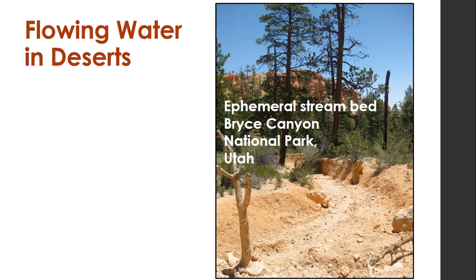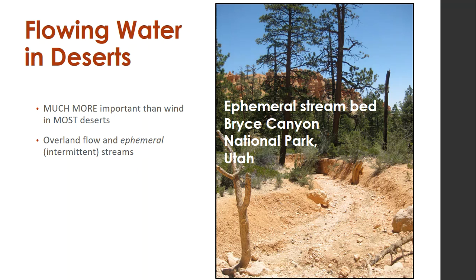We're going to talk a little bit about flowing water in the deserts. A lot of the water that flows in the deserts can flow in a stream bed, but it's just not flowing there all the time. So again, flowing water in deserts, much, much more important than wind in most deserts. That overland flow that we talked about in the previous chapter, and ephemeral or intermittent streams.